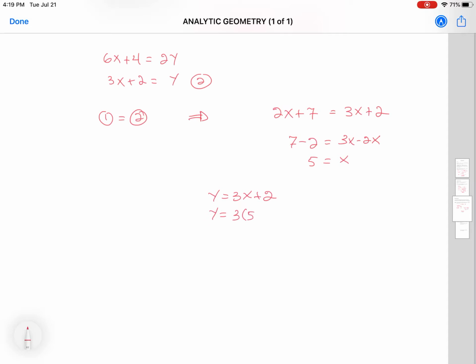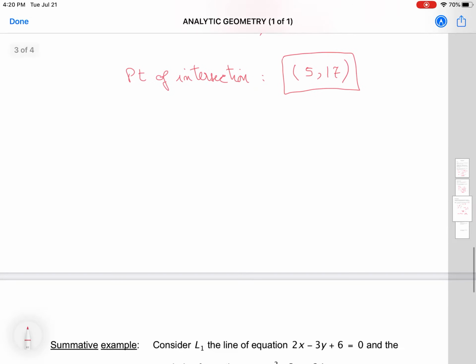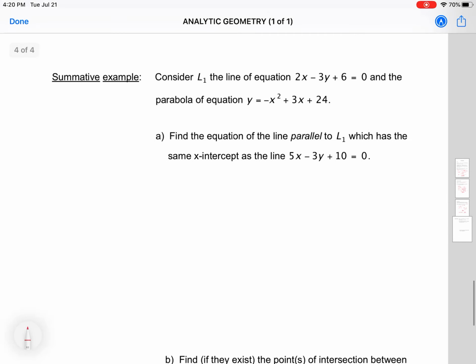So say the second one, y is equal to 3x plus 2. If x is 5, we get 15 plus 2, we get 17. So the point of intersection of these two lines exists, and it is simply given by 5, 17. That is the answer to this problem.